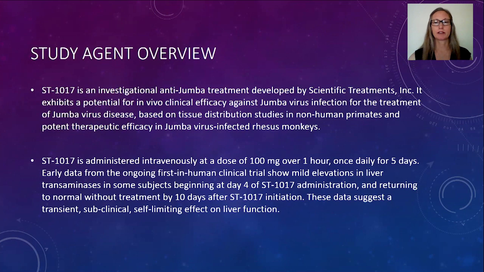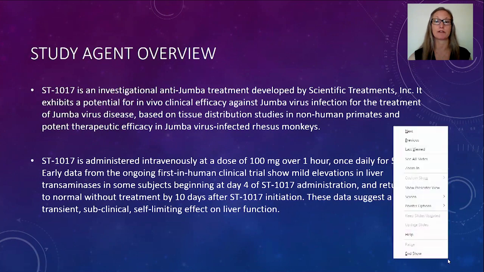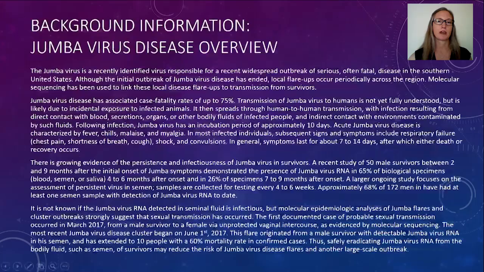Recent investigations of disease flares and cluster outbreaks have traced virus transmission to male Jumba virus disease survivors with documented viral RNA in their semen. Thus, safely eradicating Jumba virus RNA from the bodily fluids, such as semen, of survivors may reduce the risk of Jumba virus disease flares and another large-scale outbreak.